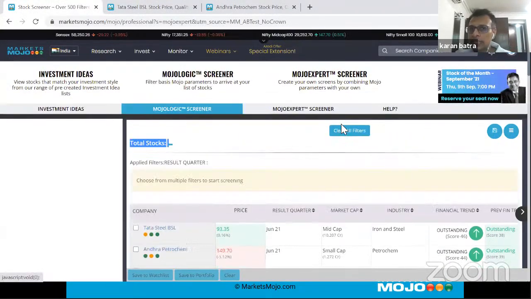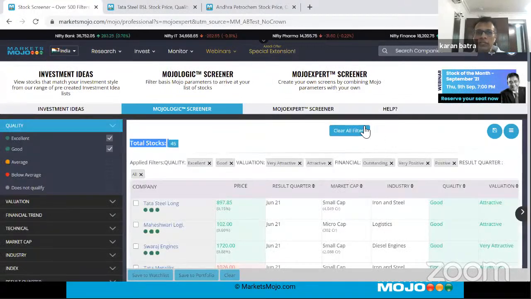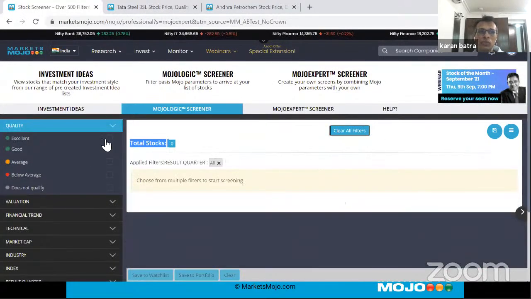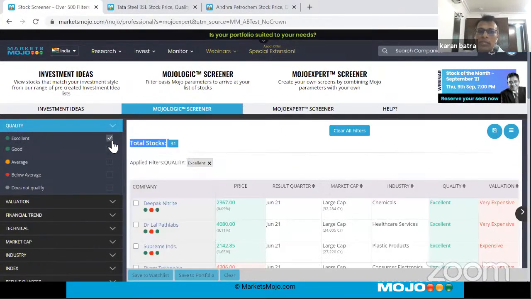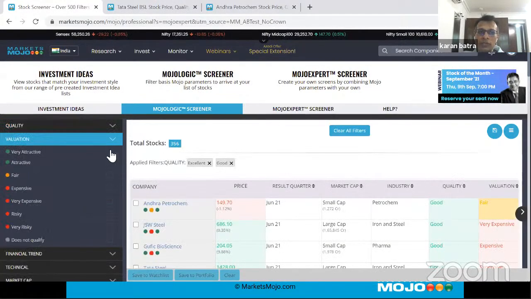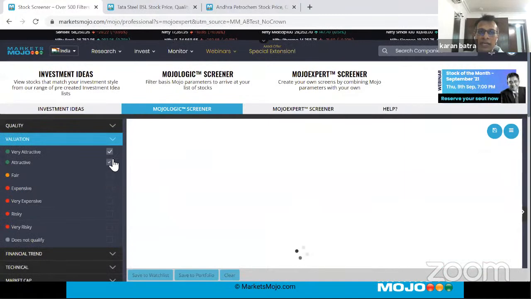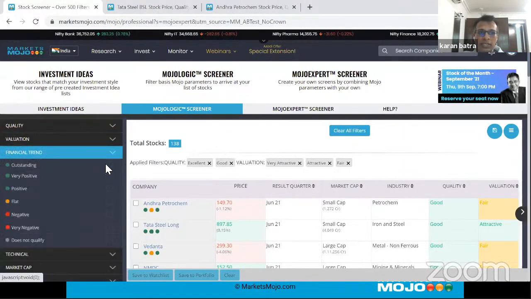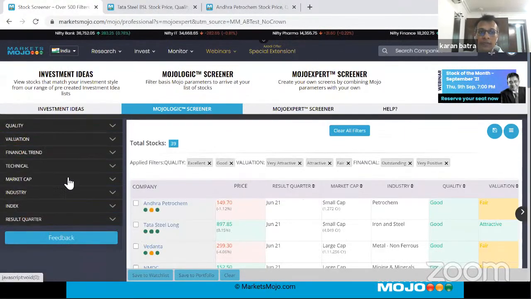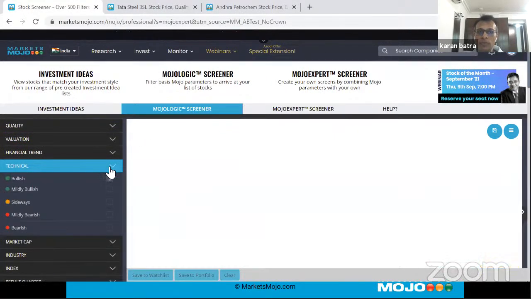Second is the Mojo Logic screener, which I personally use. It's very simple to use. It gives me the opportunity to screen across the 4 key dot parameters of quality. Let's say I want a company which is at least good quality. Valuation should be at least fair. Financial trend should be only very positive. Technical should be absolutely bullish.